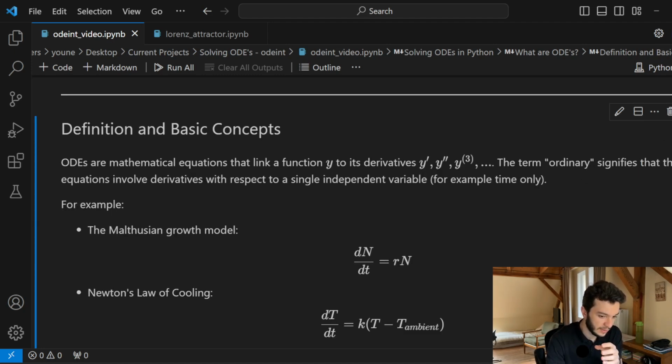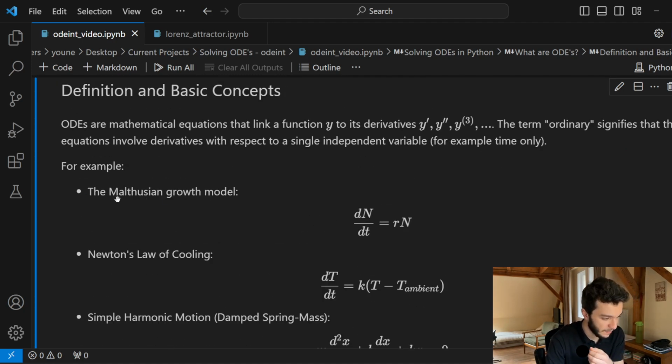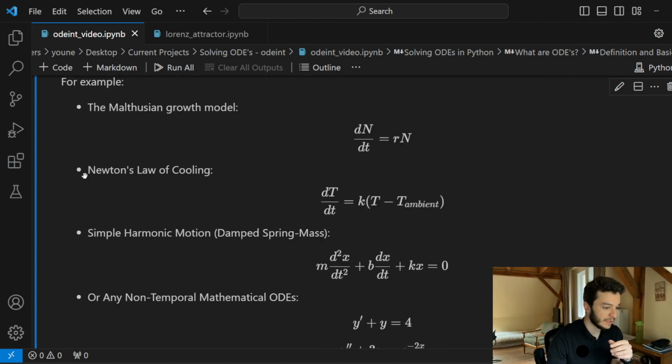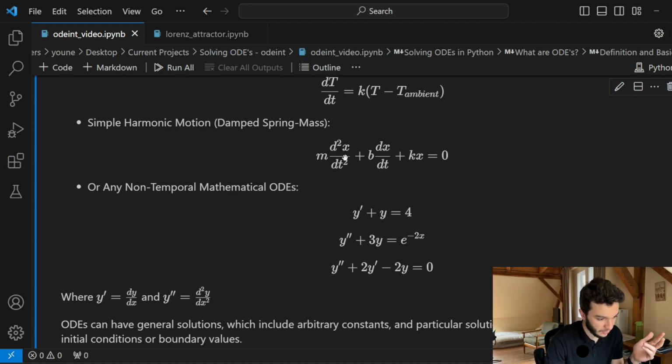Now we have multiple examples of differential equations. For example, here we have the Malthusian growth model, where N represents the number of individuals, and r is a growth rate. Same goes for Newton's law of cooling, where you have dT over dt equal to k times T minus T ambient. So you have different types of equations. The simple harmonic motion of the mass spring system, remember? We dealt with this equation in a previous video. The equations can also be non-temporal, for example, all the mathematical equations you deal with in calculus or any math class.